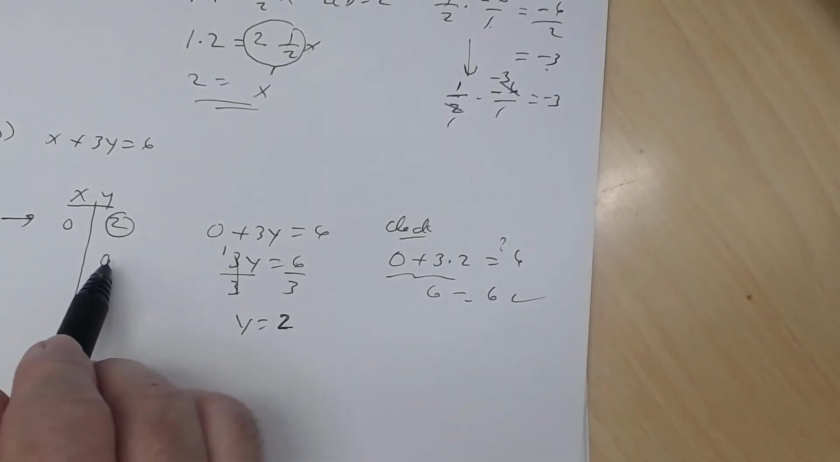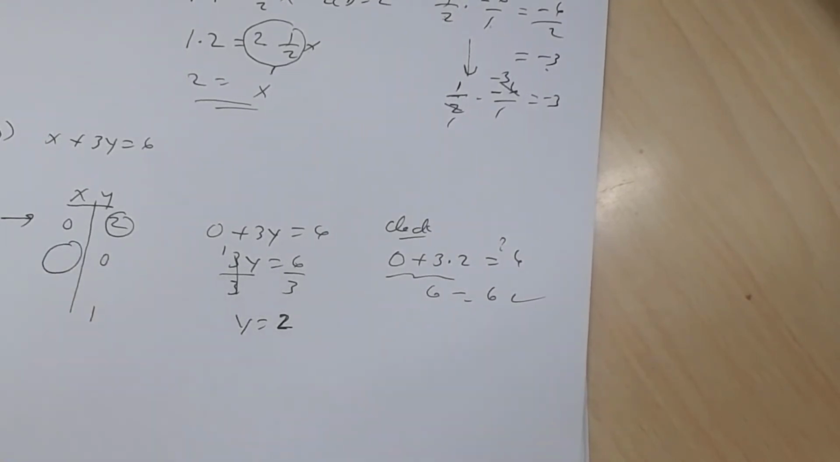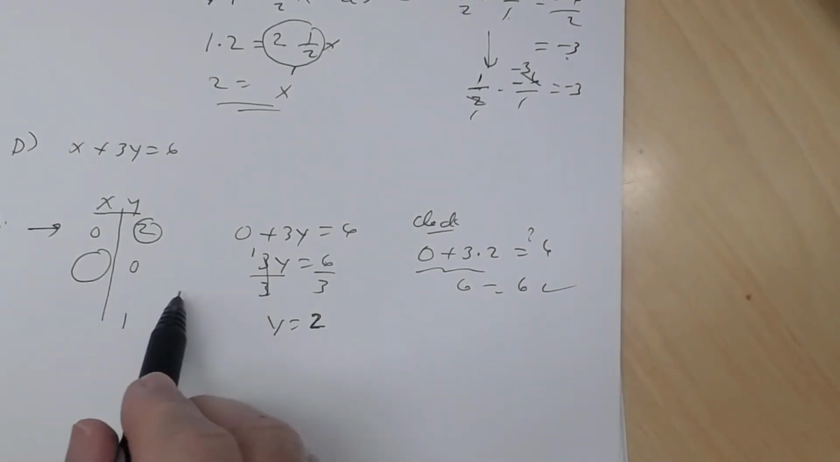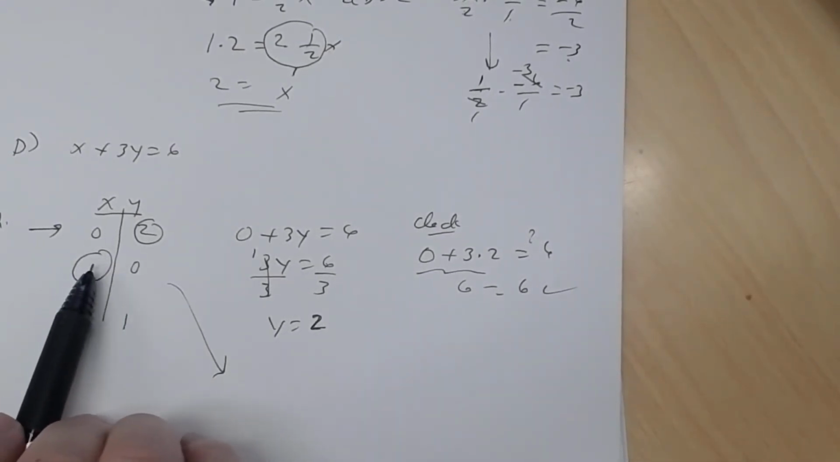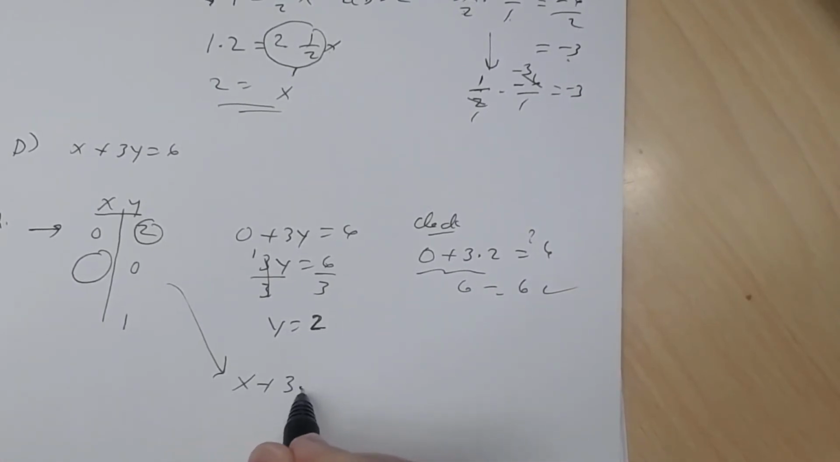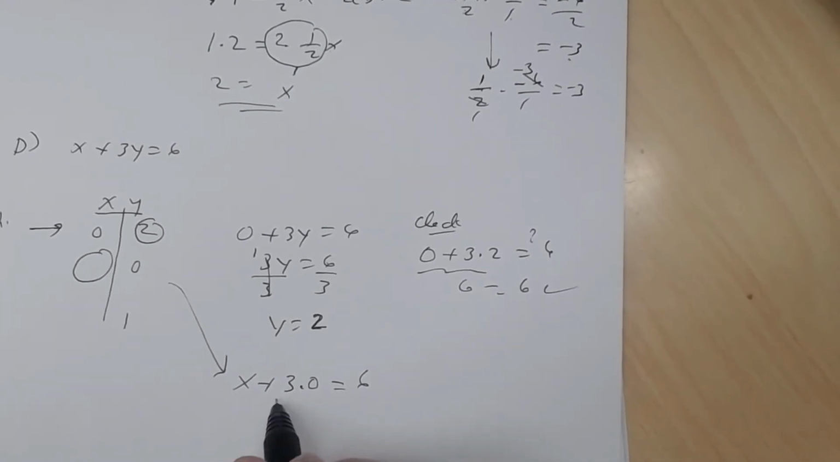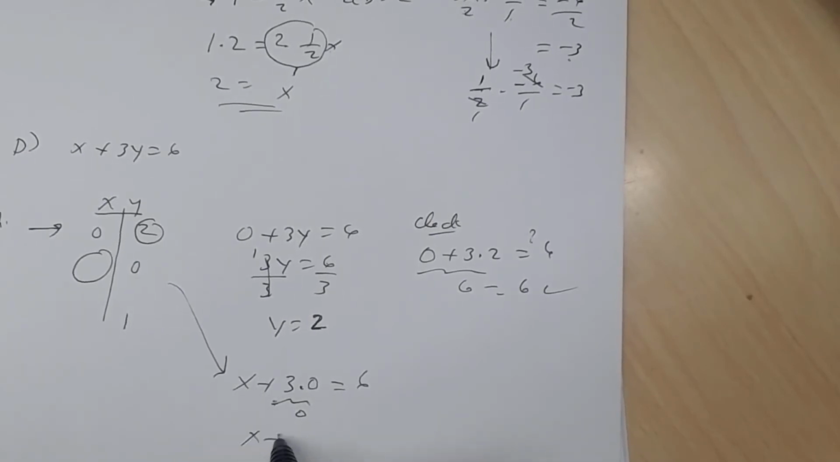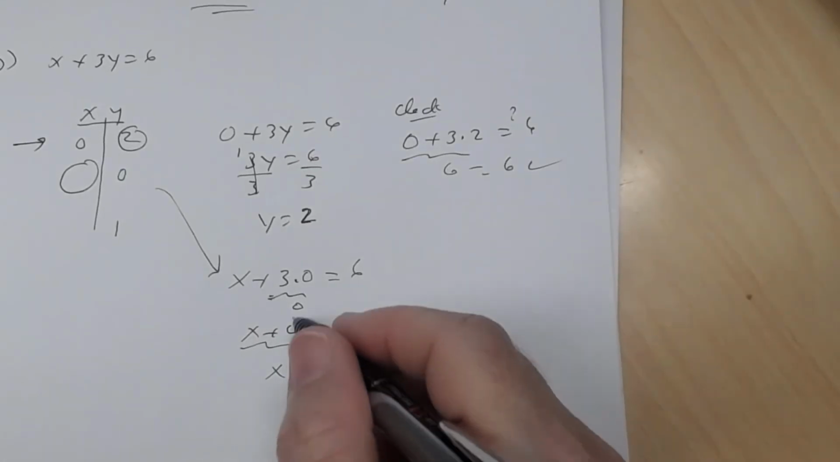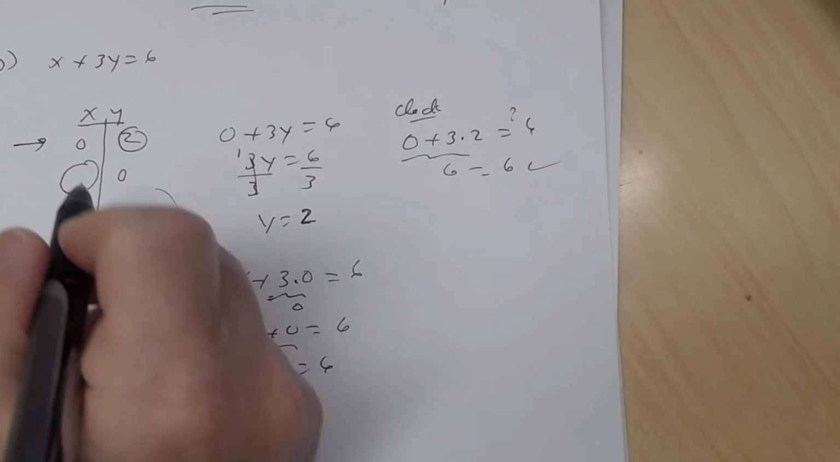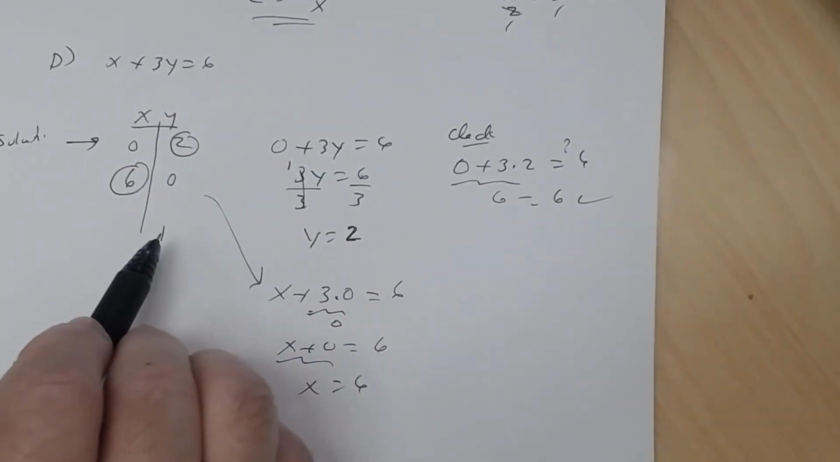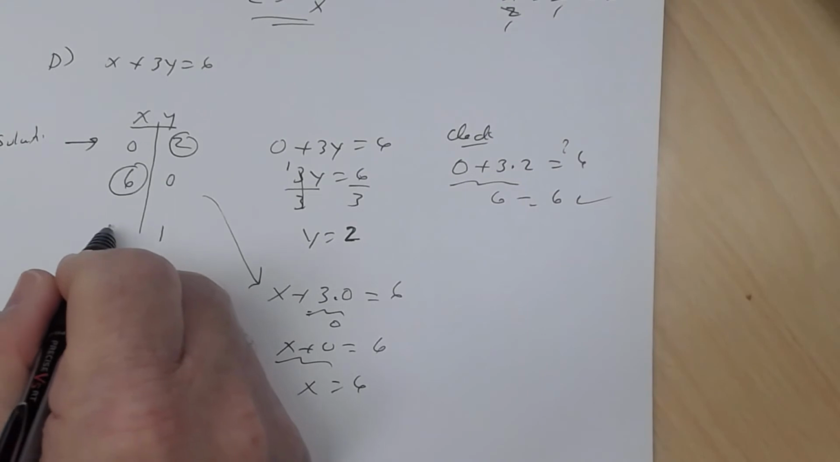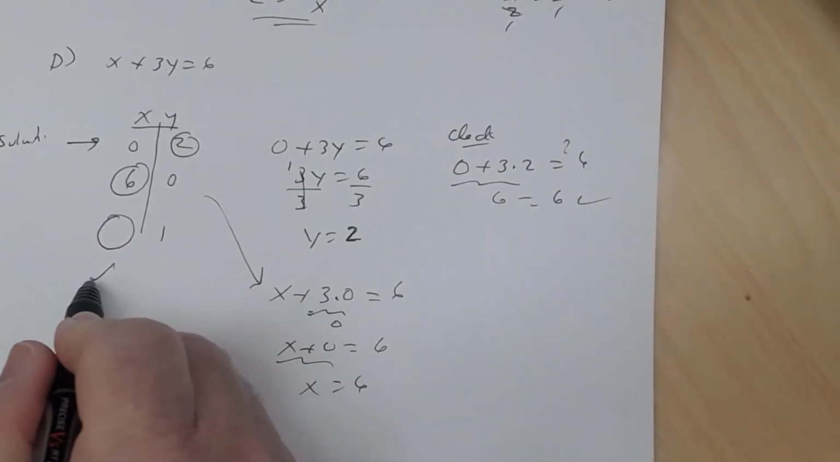Okay, now this time you're told y is 0 and you want to find out what x is. So do that here. x plus 3 times, remember y is 0, so 3 times 0 equals 6. And you have to solve for x. Well, that one's easy because 3 times 0 is 0. x plus 0 is x. You didn't have to do all these steps. So x equals 6. So 6 goes here. All right, here you're told y is 1, and you have to find x. So let's do that here.